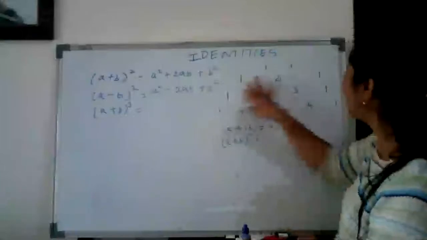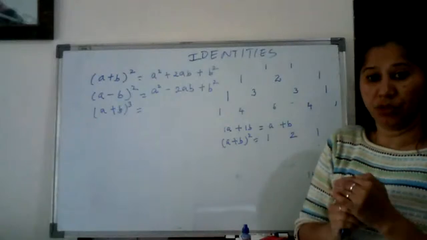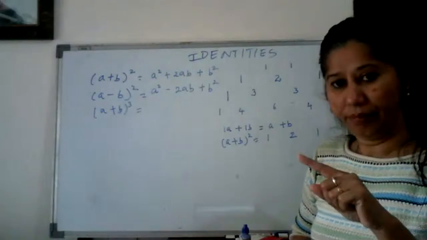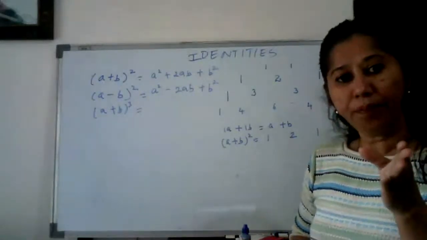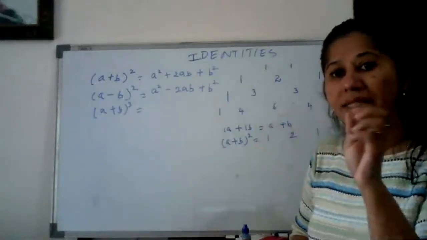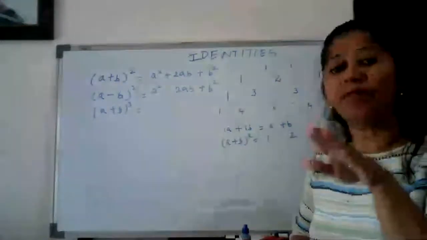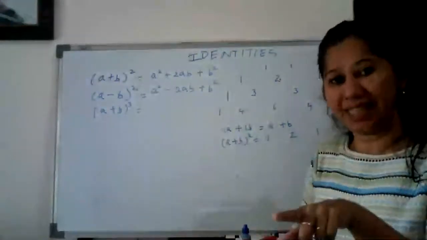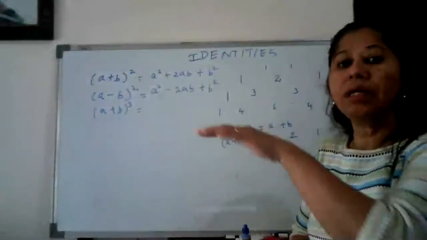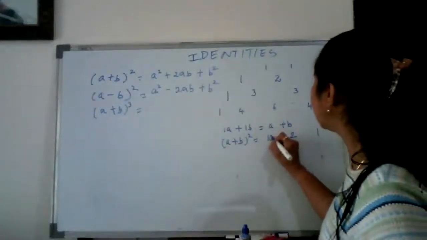So what is the answer? 1, 2, 1. Now what do we have to do? Please remember this. We will give the highest part to the first variable, and then we will go on lowering it. So the highest degree we give to the first variable, then we reduce by 1 for the first variable and give it to the second variable. So we'll go on decreasing the powers of the first term, and we'll go on increasing the powers of the second term. Like I gave all the powers to the first term, so it is a square.